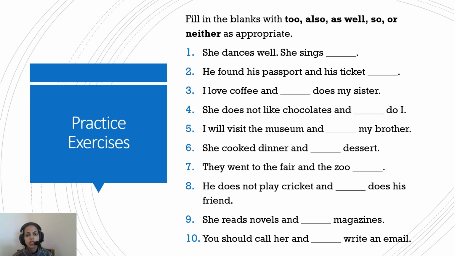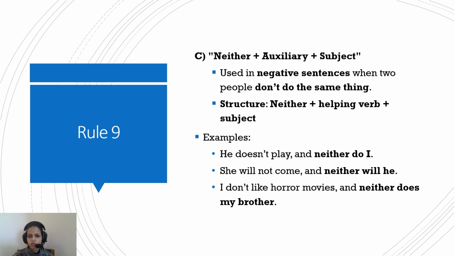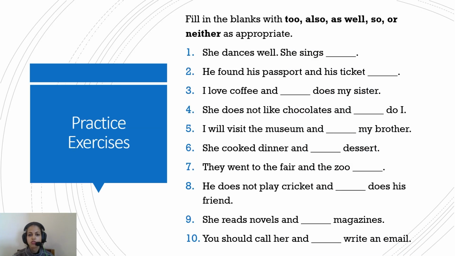Okay. Now let's quickly do this exercise. She dances well. She sings as well, or she sings too. He found his passport and his ticket. He found his passport as well as his ticket, or he found his passport and his ticket too, or his ticket as well. I love coffee and dash does my sister. So does my sister. She does not like chocolate and dash do I. Neither do I. I will visit the museum and dash my brother. So will my brother.